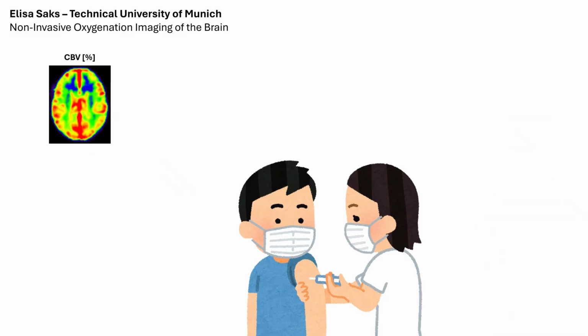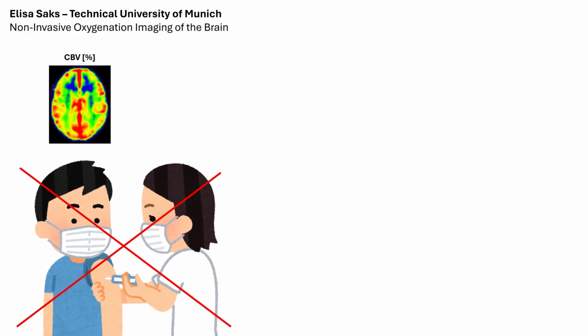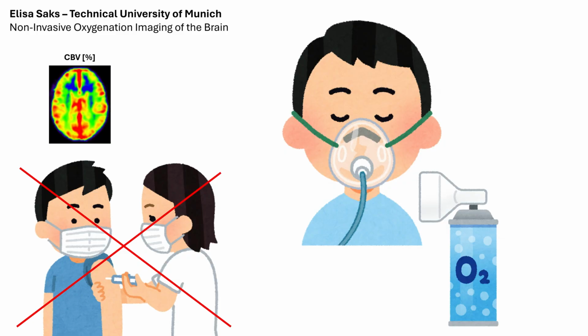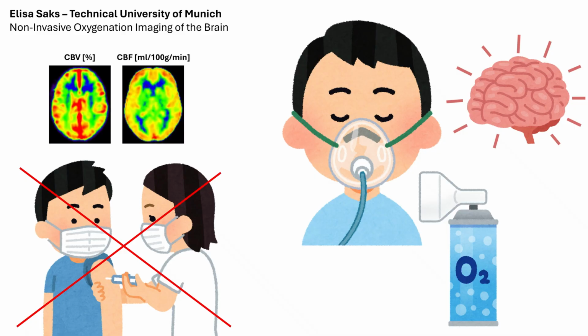In my project, I'm exploring a more patient-friendly alternative. Instead of injecting a contrast agent, we ask people to breathe in pure oxygen for a few minutes. This small change, called a hyperoxia challenge, alters the brain signal in a way we can detect with MRI. By altering the image acquisition technique, we can even get another one of the images we need from the same scan. That means shorter scan times and no need for injections.